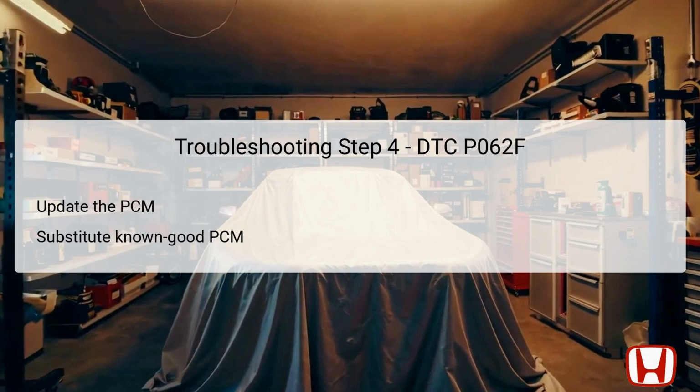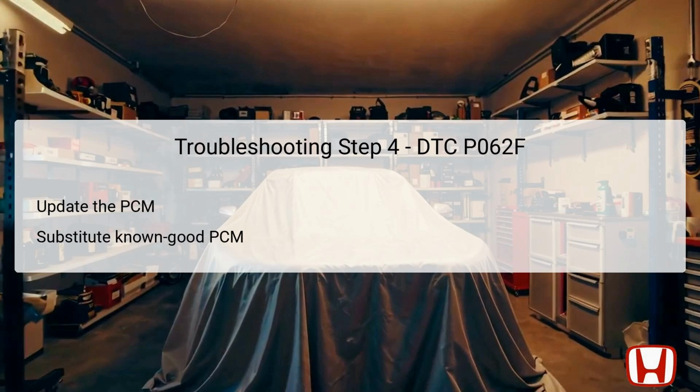Upon confirming that DTC P062F is present in the AT system, the fourth step involves ensuring that the PCM is running the latest software version. An outdated PCM can lead to erroneous readings and suboptimal performance. Use HDS to check if the software is current. If not, proceed to perform an update.